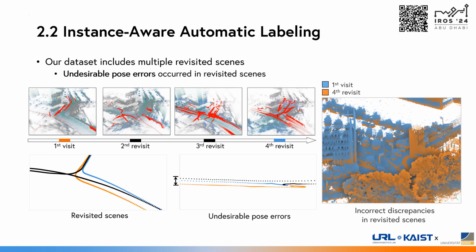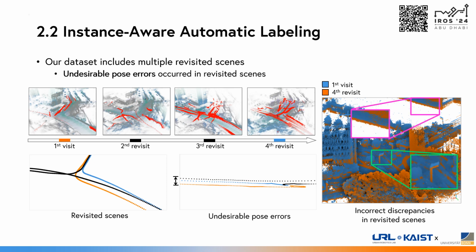As you can see in this figure, when we align the submap from the first visit with the submap from the fourth revisit, incorrect discrepancies appear. This inaccuracy negatively affects the MOS labeling because it can be misunderstood as moving points.